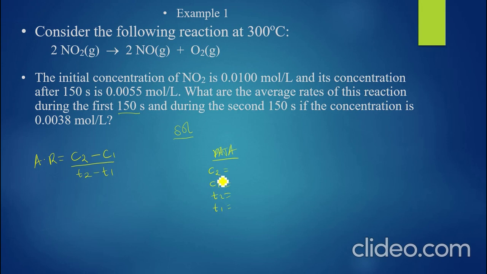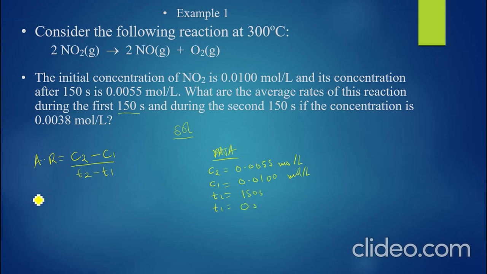Your final concentration is this one after the 150 seconds, which is 0.0055 mole per liter. And then the initial has been given, the question says the concentration of nitrogen dioxide is 0.0100 mole per liter. And then what's the time? T2 is 150 seconds. The initial started at 0.